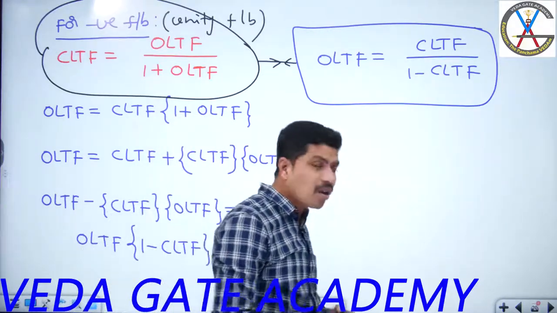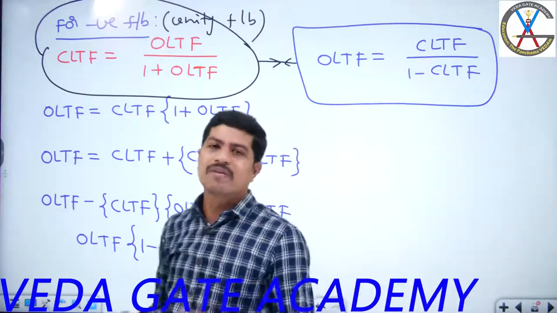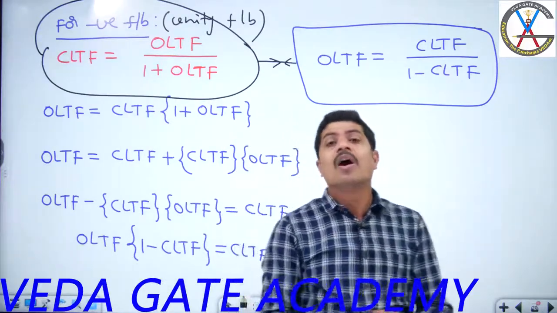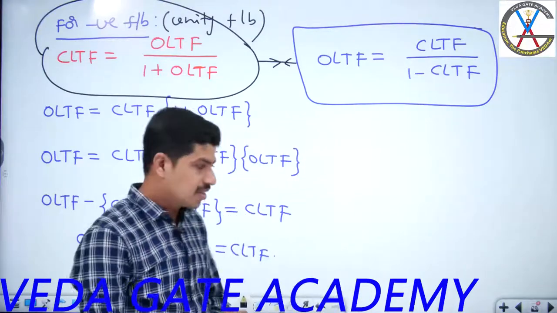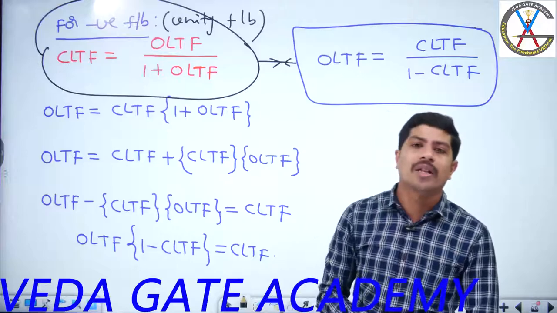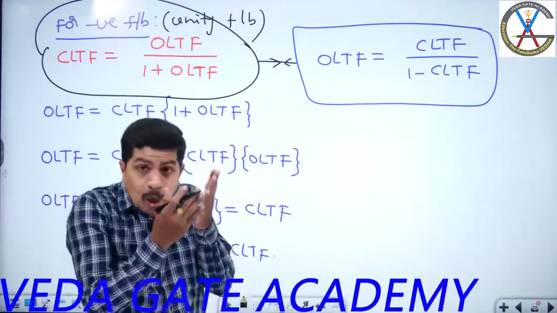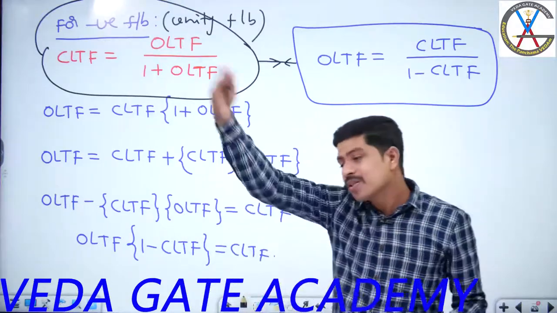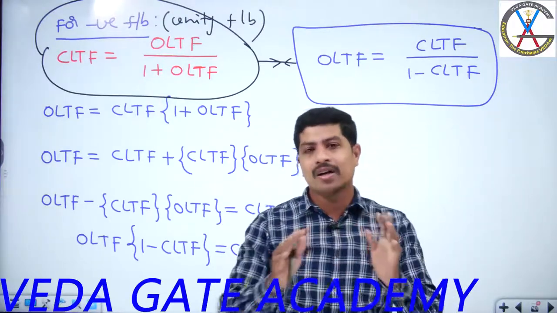We have a number of problems on this topic. That is, if OLTF is given, how to find CLTF for a positive or negative feedback? If CLTF is given, how to find OLTF for positive and negative feedback? We have a number of previous year problems on this topic. So with this, we are done with the generalized representation of the open loop and closed loop transfer function. We should not get confused between the open loop control system transfer function and the closed loop control system transfer function.